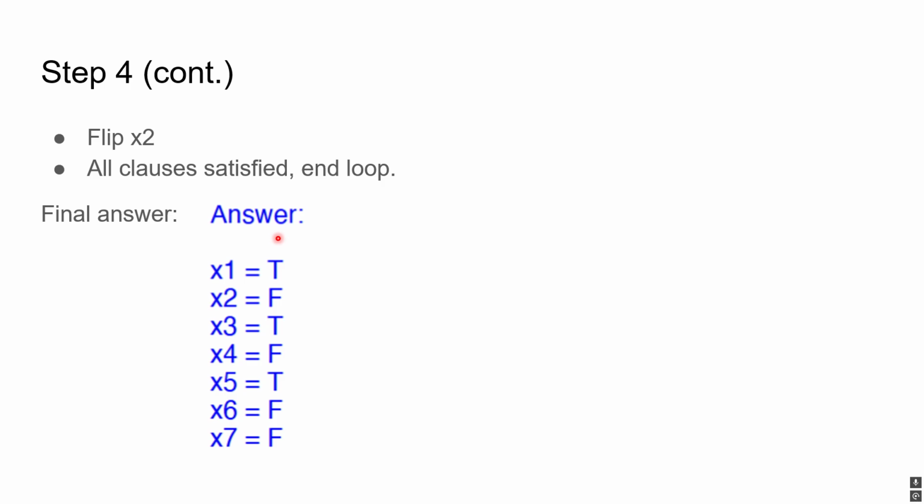And the final answer will be x1 is equal to true, x2 is equal to false, true, false, false. That is my understanding of 3 SAT problems with the logic stuff. Let me know if you have any questions.